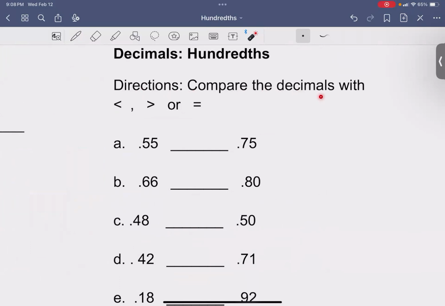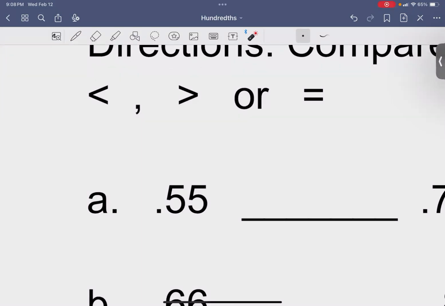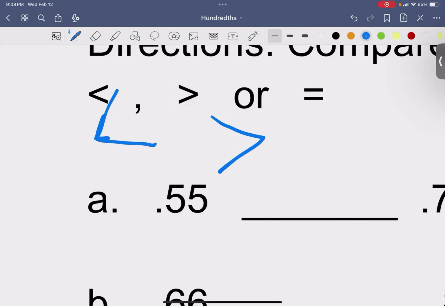Directions: compare the decimals with less than, greater than, or equal to. One way you can remember the less than sign is because it kind of looks like an L. See that? So that's how you can remember that this is the less than sign. So if this is the less than sign, that means this is the greater than sign. And if you're not sure which one to use, then think of this as a mouth. And these are the teeth.